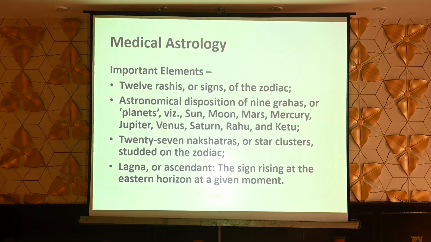Lagna is the first house, and from that first house we count the other 12 houses. So 12 rashis are different and the 12 houses are different. The rashis are the 12 signs, starting from the first sign, which is Aries or Mesh, and the lagna is the first house of the horoscope. Any sign could be the first house. So that distinction we need to have.